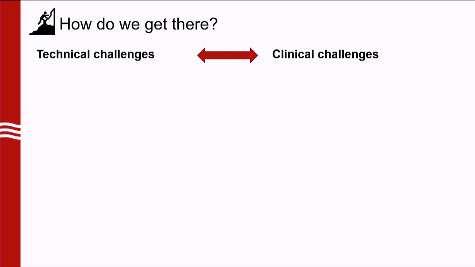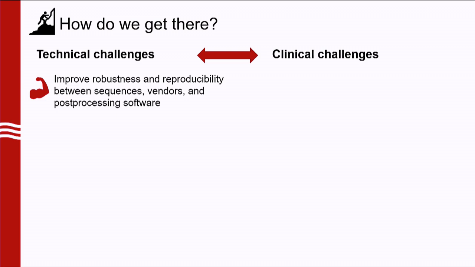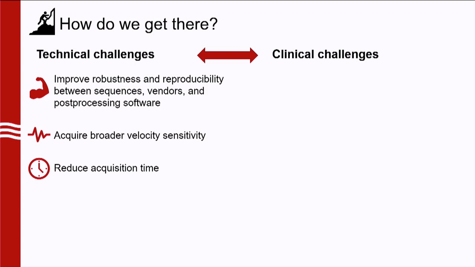So how do we get to this bright and exciting future? I think we still have some technical and clinical challenges before we can actually implement this in our clinical routine. One of the most important technical challenges is that we need to improve the robustness and reproducibility between sequences, vendors, and post-processing software. It would be great if we could acquire a broader velocity sensitivity and reduce the acquisition time.